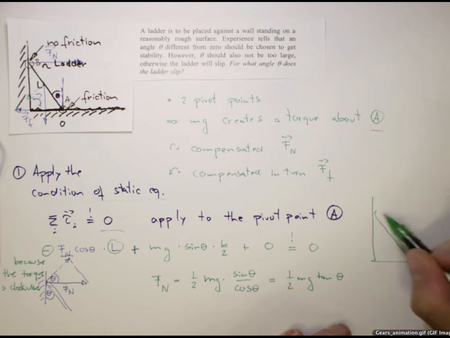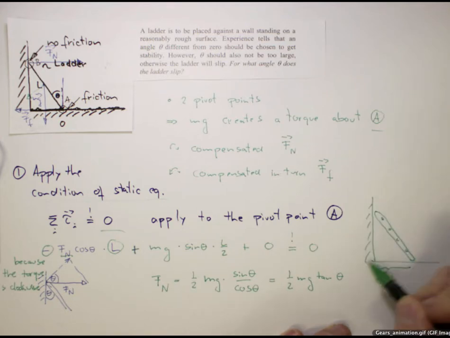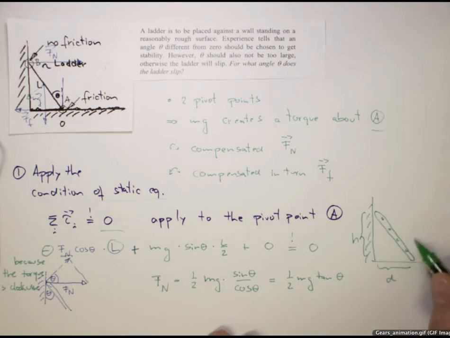this is our ladder, and we now introduce a distance d from the wall and a height h with respect to the wall. Then you can see, and the angle theta is here and there, and you can see that the tangent of theta is equal to d on h, so we can also write this is equal to 1/2 mg d on h.